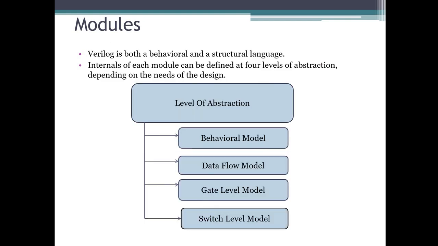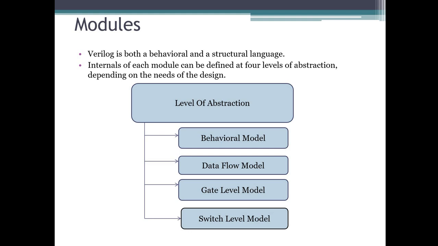Let's move further. Okay, so modules. Here we are going to discuss levels of abstraction, and we have seen previously that I have written code for an AND gate. Now in Verilog there are levels of abstraction, and there are 4 levels basically, which tell us that your AND gate can be written in 4 different ways.